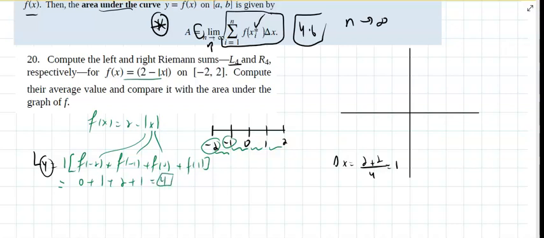If I do the right-hand approximation, R sub 4, what will change? The width will still be the same for each of those. Now, when I look at the first interval, I take the right endpoint, so f of -1. When I look at the second interval, I take the right endpoint, f of 0, f of 1, and f of 2.